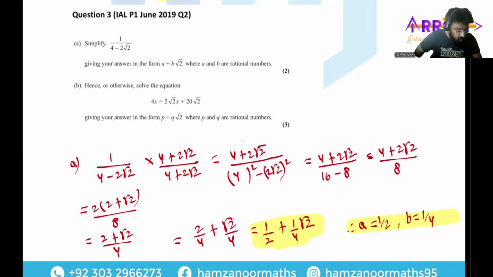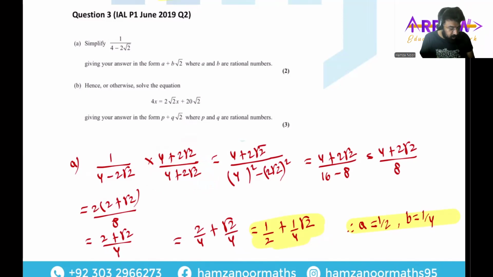So 1 divided by 4 minus 2 root 2 will be multiplied by 4 plus 2 root 2 divided by 4 plus 2 root 2. And the purpose is to rationalize the denominator. The purpose is to make the denominator a rational number.